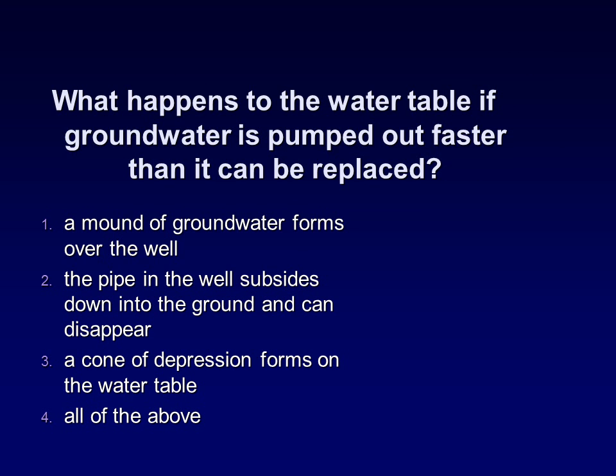What happens to the water table if groundwater is pumped out faster than it can be replaced? I'm going to zip right through this one because I just talked about it. This is a cone of depression. So a cone of depression forms on the water table when groundwater is pumped out faster than it can be replaced.